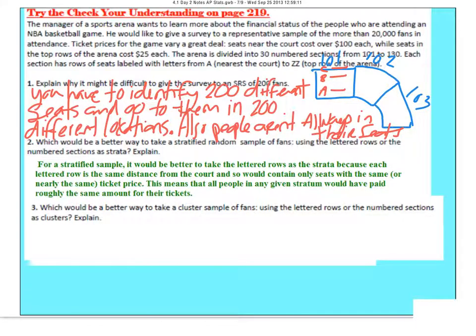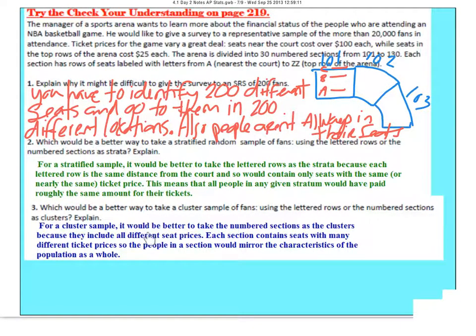Okay, the third method, in number 3, which would be a better way to take a cluster sample of fans? Should we use the lettered rows for the clusters or the number of sections? Remember, in clusters, we're trying to get the like populations, so kind of mini populations. Clearly, in this case, you would want to cluster by each of these sections that you have because each is like a mini population representing all ticket values.